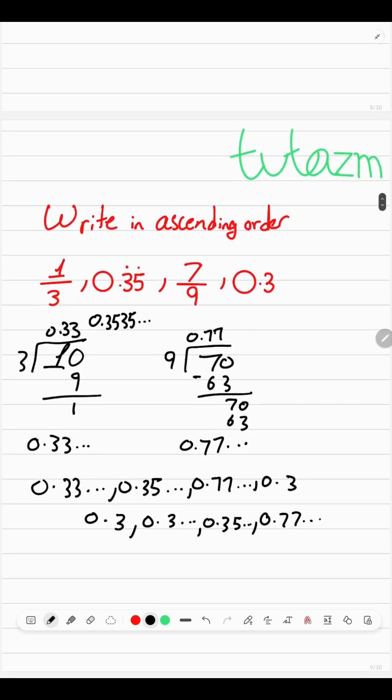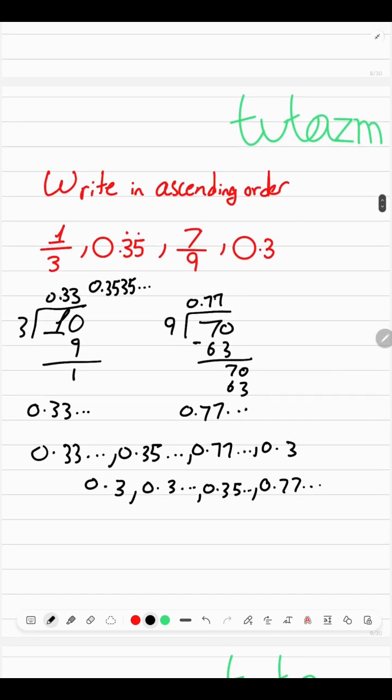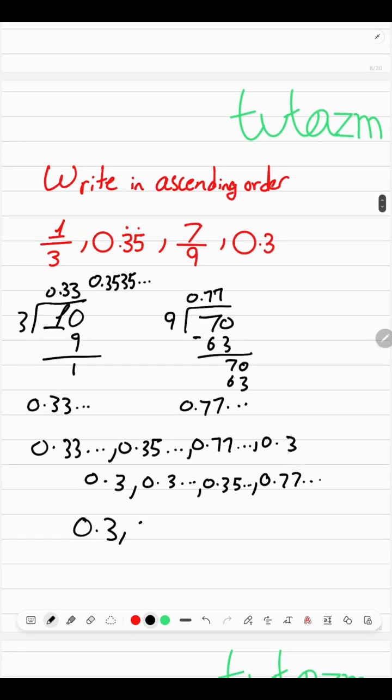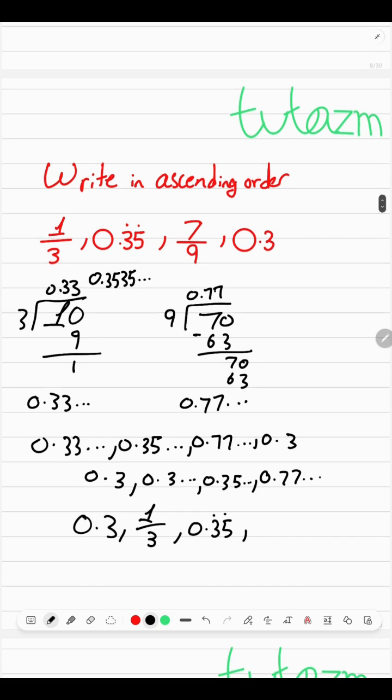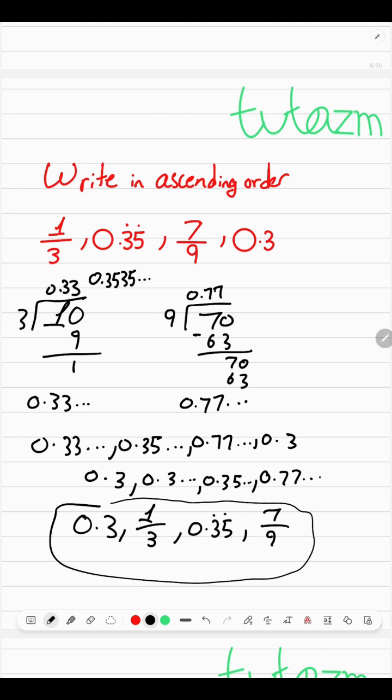And then when we give our final answer, we have to give it in the form that we were given in the question originally. So 0.3 was 0.3, 0.3 recurring was 1/3, 0.35 recurring, we'll write it out as we were given, and then 0.7 recurring, we write 7 over 9. And that is our final answer.